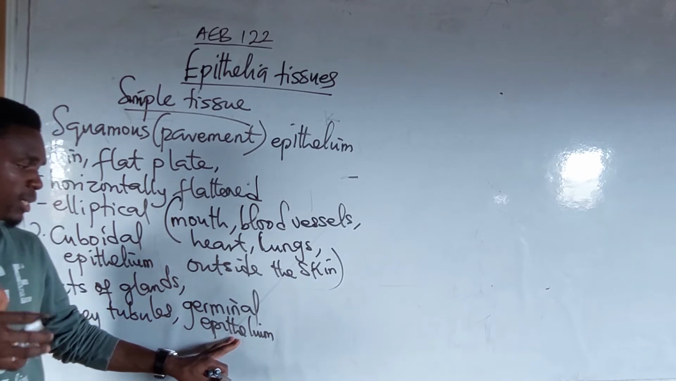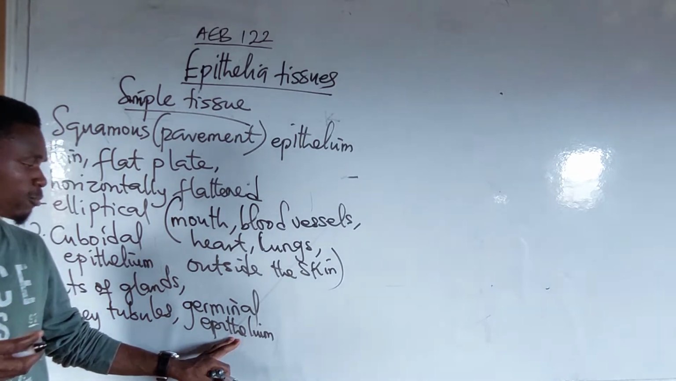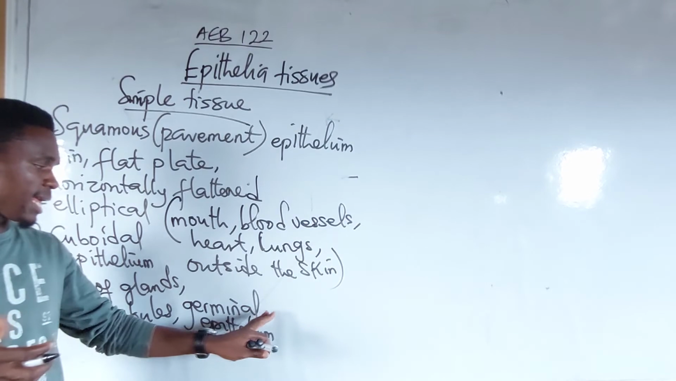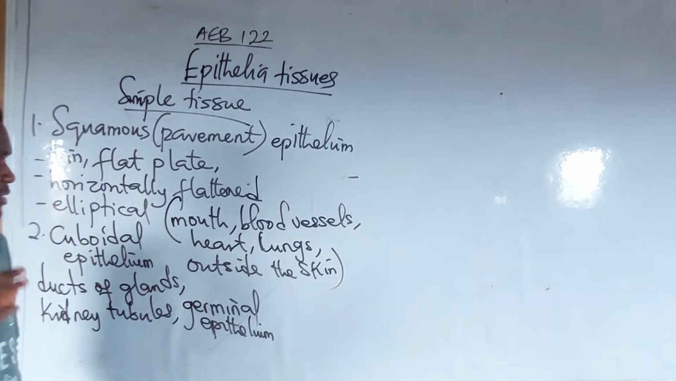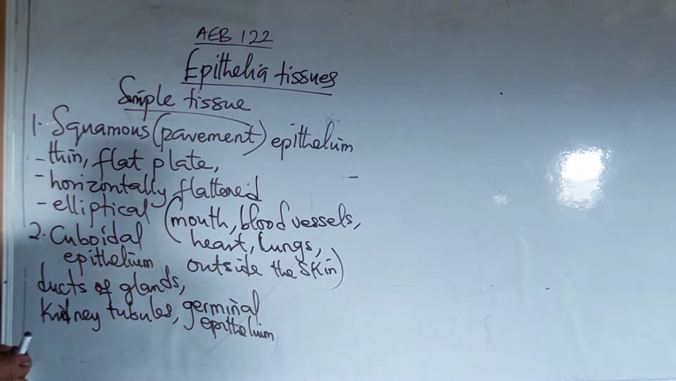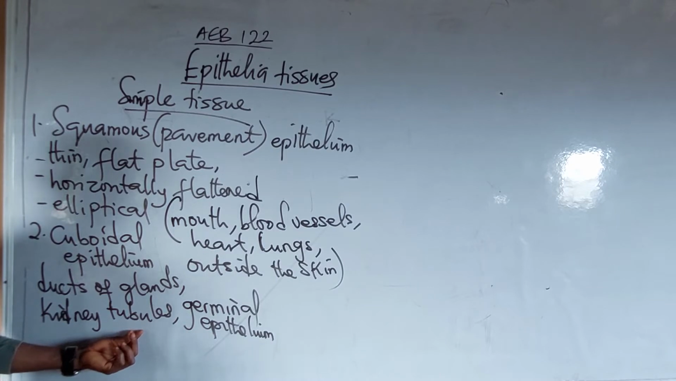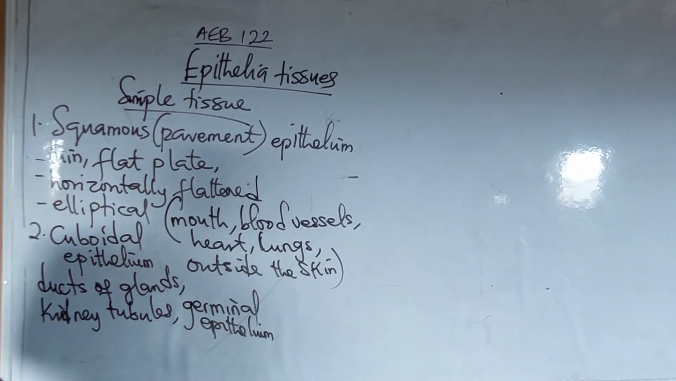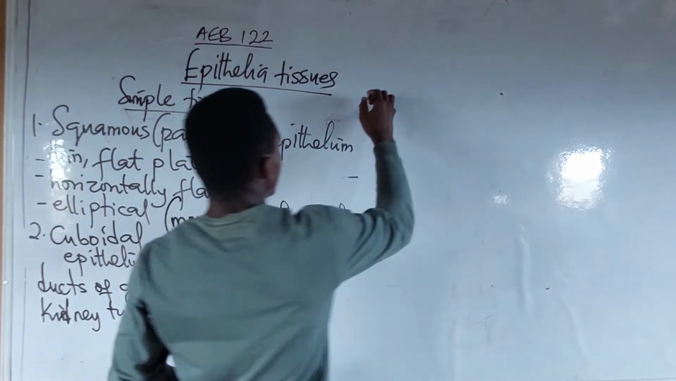And you know that the primordial germ cells are formed from what? The germinal epithelium cell. Please take note of that. I said the cuboidal epithelium has its nucleus found at the center of what? The cell. And it is found in ducts of glands, the kidney tubules, and what? Germinal epithelium. We now have number 3.